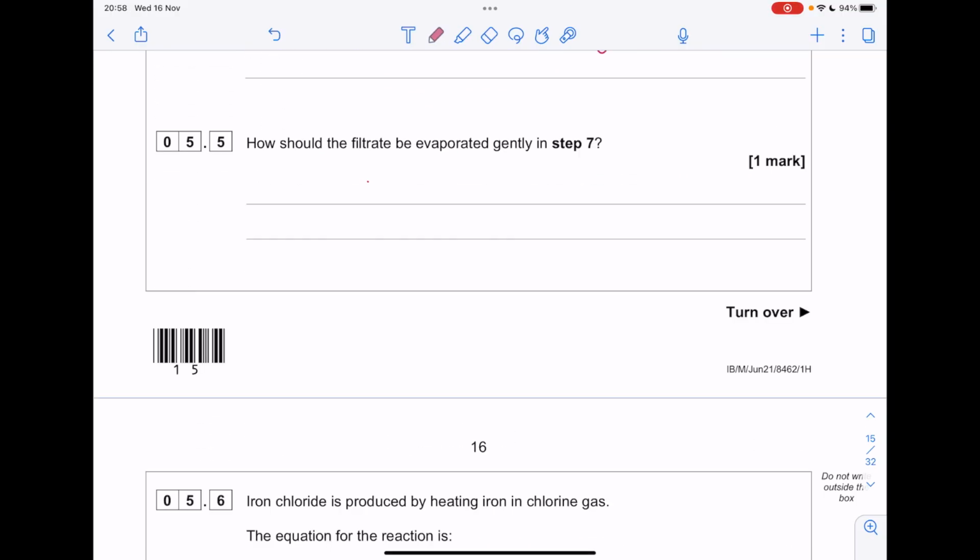How should the filtrate be evaporated gently in step 7? Key word here is the fact that it needs to be gently done, so a good thing to use here is a hot water bath.